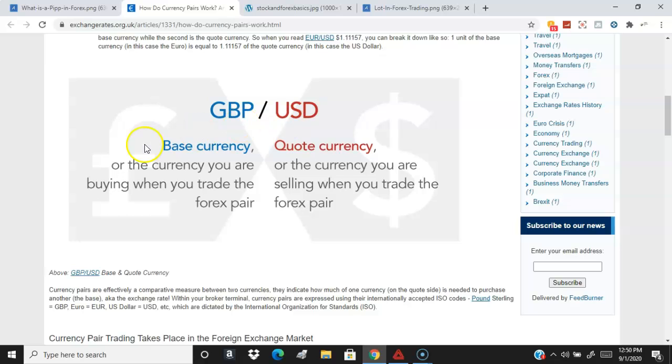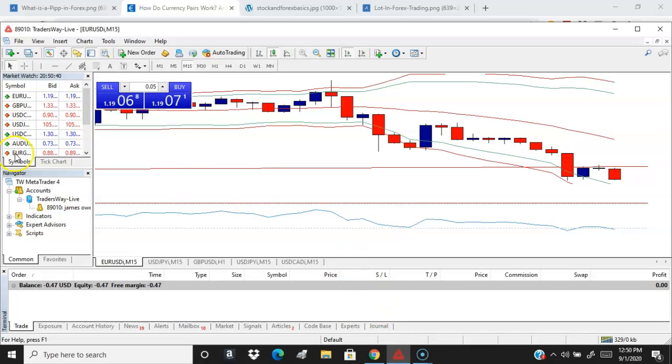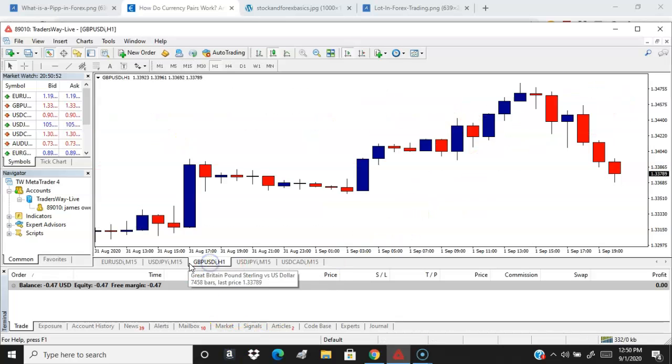But the base currency is the one you're buying when you want to trade, and then the quote currency is when you want to sell. So it always trades in pairs. Let me show you how that looks on the actual chart. So here you can see the euro going against the dollar, for 15 minutes. Don't mind all this stuff right here.